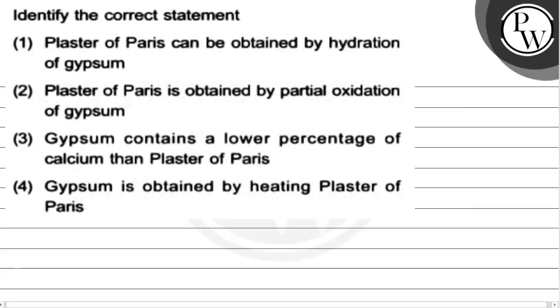It says identify the correct statement. Statement 1 is plaster of Paris can be obtained by hydration of gypsum. Plaster of Paris is obtained by partial oxidation of gypsum. Gypsum contains a lower percentage of calcium than plaster of Paris, and gypsum is obtained by heating plaster of Paris.